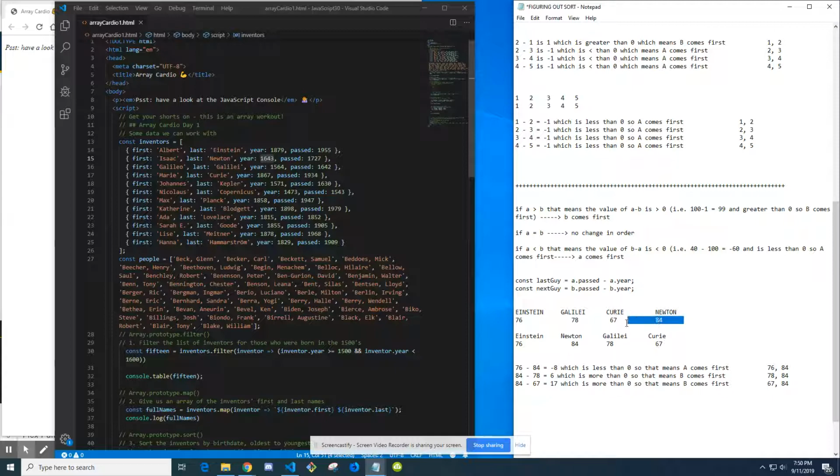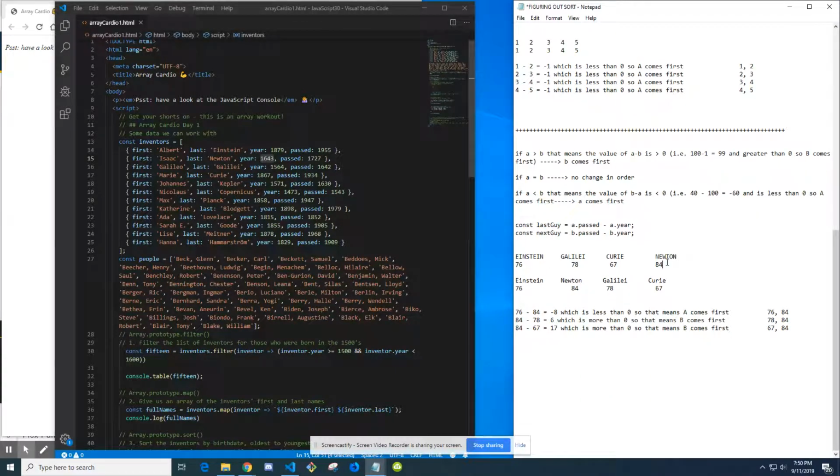Okay, but you can still see that's not 100% right. Newton is last, so it's better than what it was originally, right? Newton was here in the second place. So we got to iterate again. So let's look at this. I'm going to copy that.